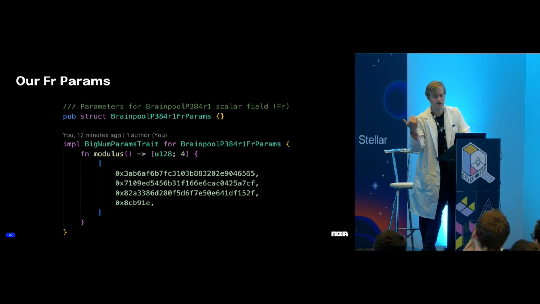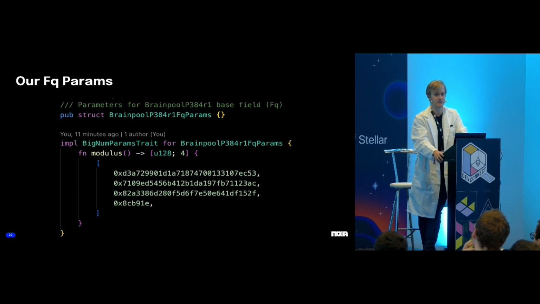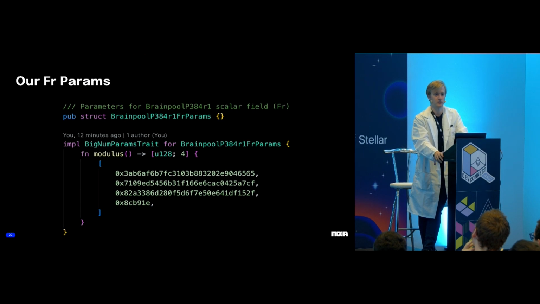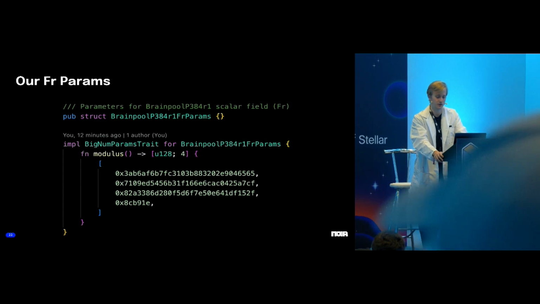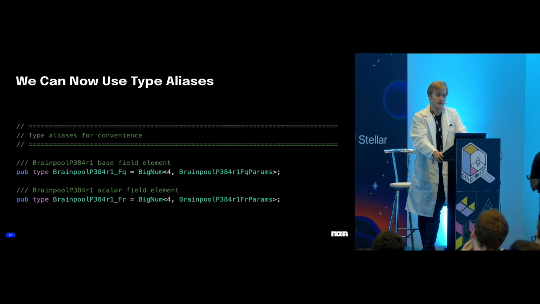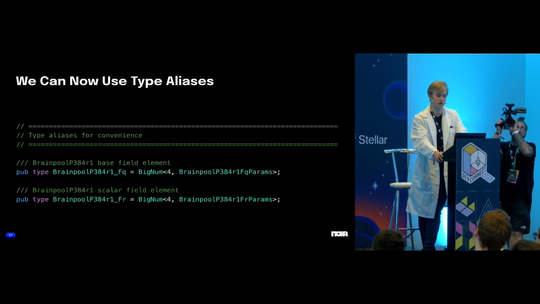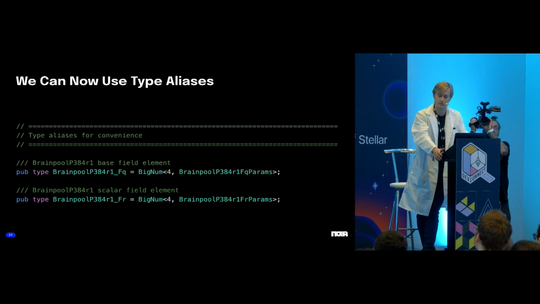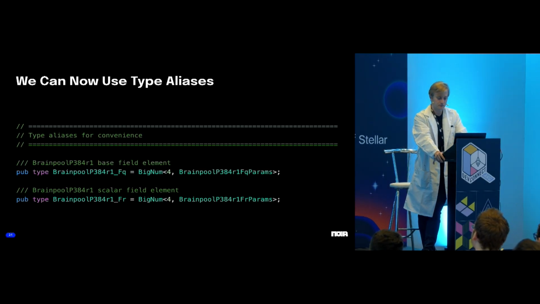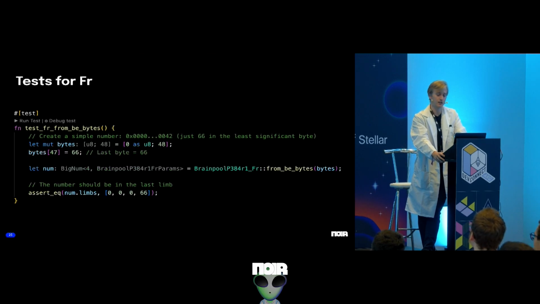They're very similar here, but the first limb you'll see is different. You can see the D3A and then 3AB. So we do have a different implementation for this modulus function. And then now we can specify 2 different types using type aliases, which is also something that's supported in Noir. So now we have an FQ and an FR based off of this big num structure. And now we can use that type alias in tests as well, just as we would have used our big num structure.